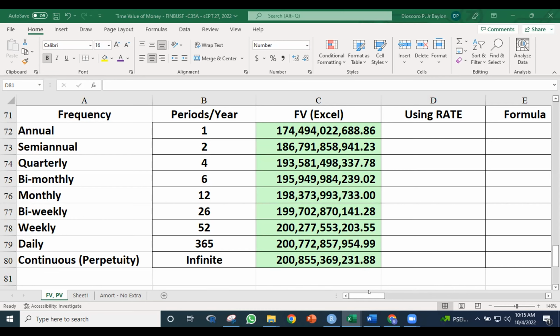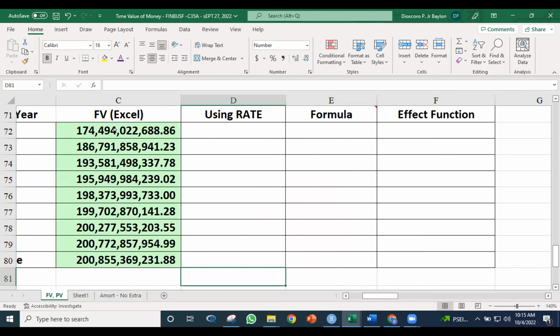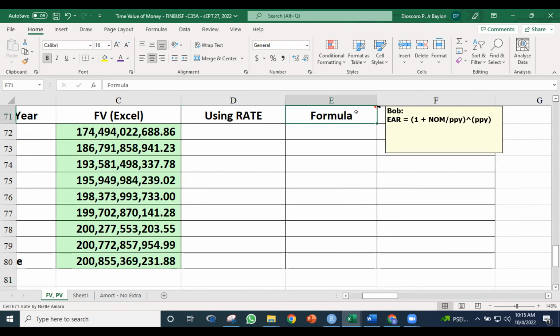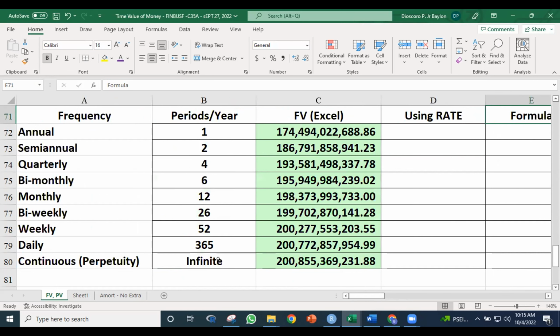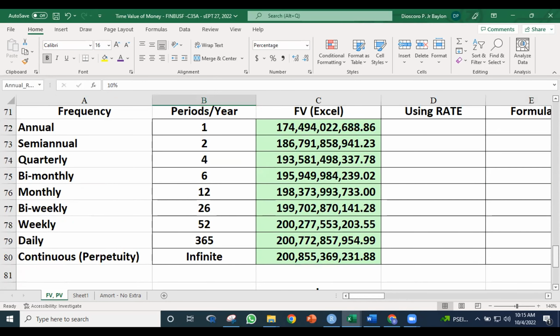So far what we have done was we learned how to compute that using the function in Excel, the FV function. Now, what if we're using a formula, for example, a calculator? So take a look at this. I wrote the formula here. Given this future value, now we'd like to compute for the effective annual rate. This is called the nominal annual rate. It's 10%. However, you have another measure called EAR, effective annual rate.